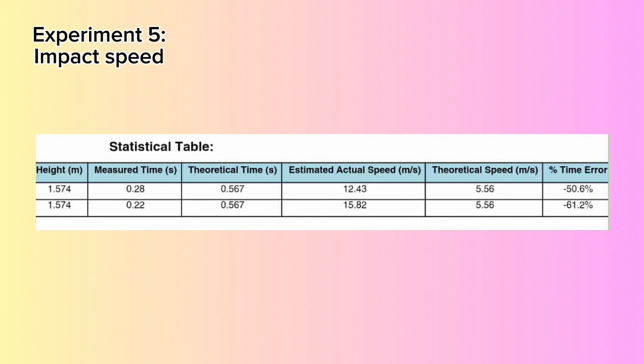Here are our recorded data and computed values. The theoretical fall time and speed were calculated using the formulas T equals the square root of 2 height over gravity, and V equals the square root of 2 gravity and height. As shown, our measured times were shorter, leading to slightly higher calculated speeds.